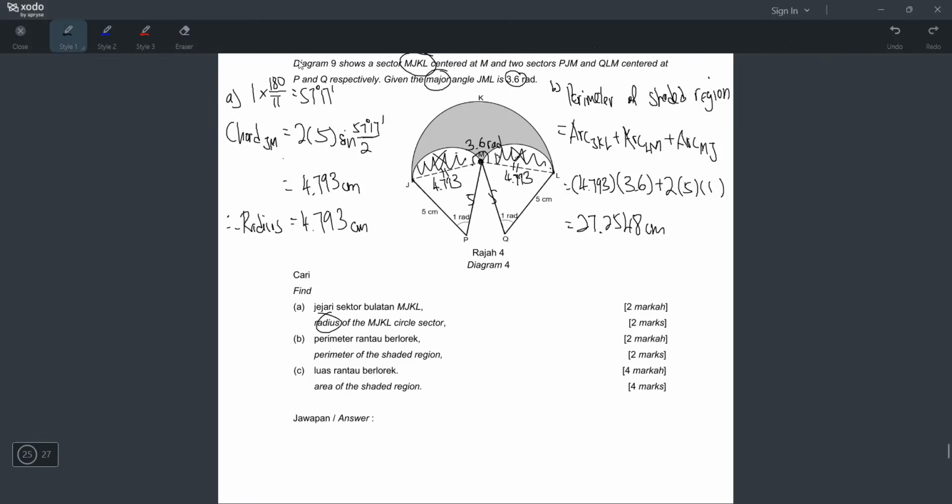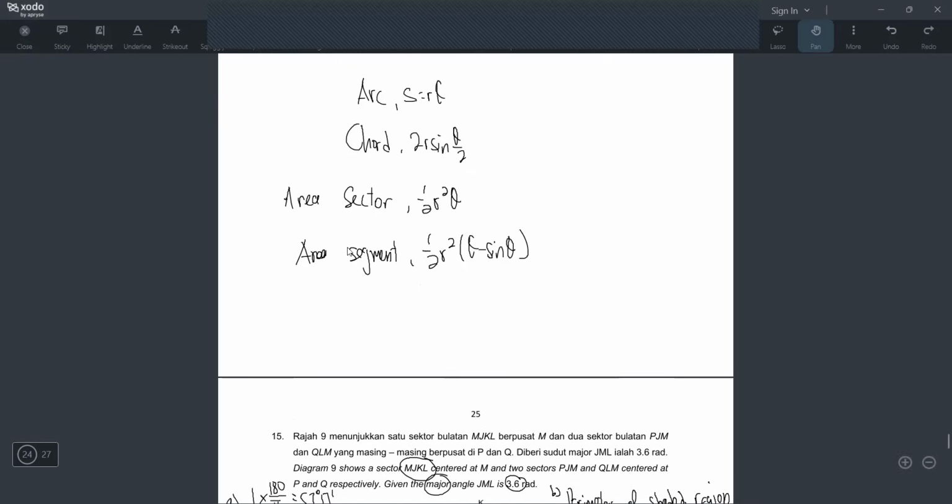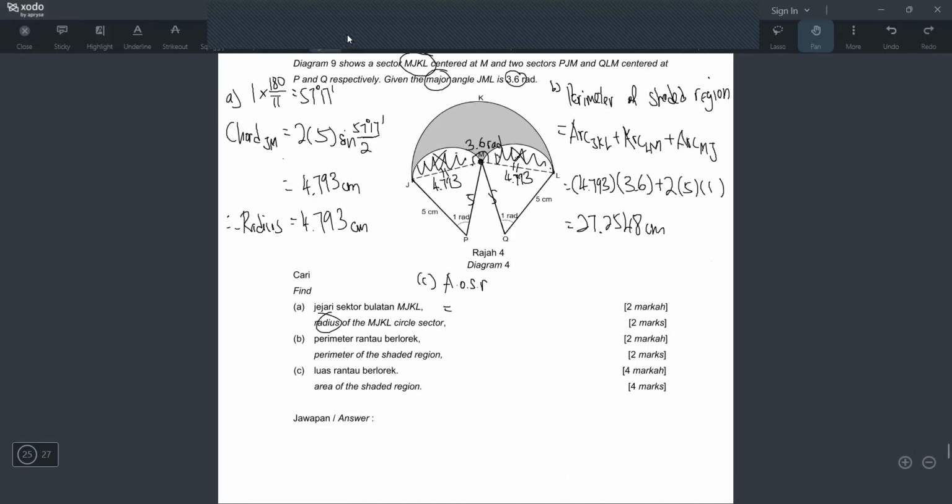So where should I do it? I think I'll do it here. So area of shaded region. The first thing is to find area of sector, and which formula will I use? I already wrote down all the formulas. The sector formula is 1/2 r squared theta. So 1/2 r squared, the r has to be 4.793, and don't forget to square. And then times theta in radian, which is 3.6.